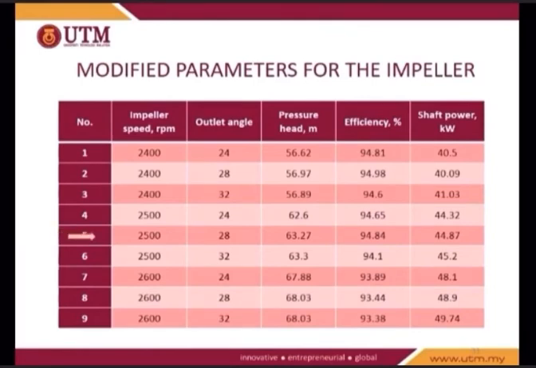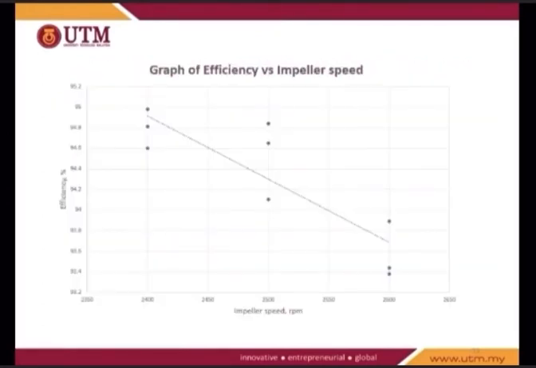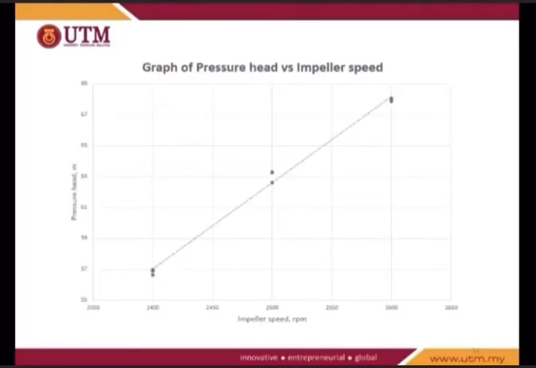It can be inferred from the results that the pressure head increases as the rotation speed increases. The efficiency of the impeller decreases as the rotation speed of the rotor increases. Finally, the pressure head will increase as the angle of the outlet blade increases. To make it clearer, we can see from this graph, as the rotating speed increases, its efficiency will decrease. This graph shows the relationship of pressure head and impeller rotating speed. It is clear that as the rotating speed increases, the pressure head will also increase.